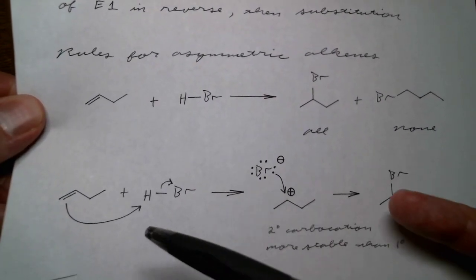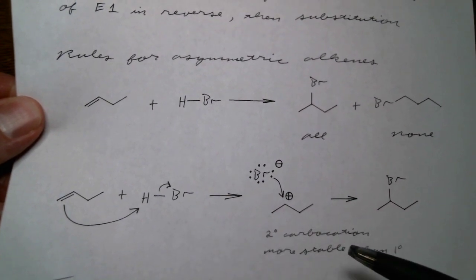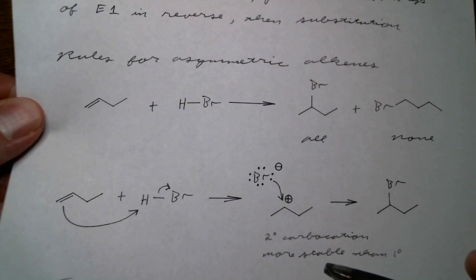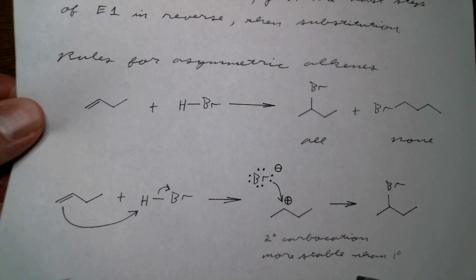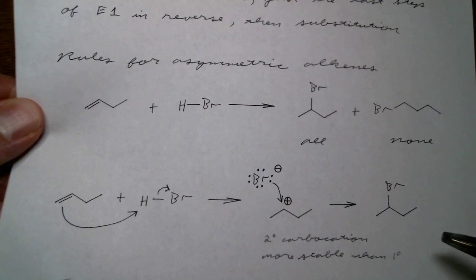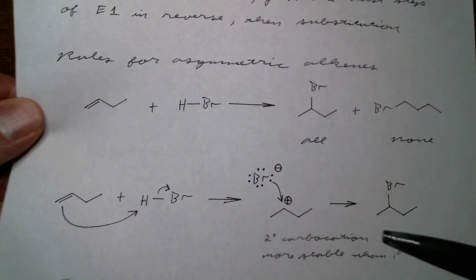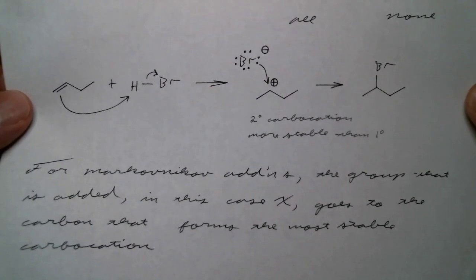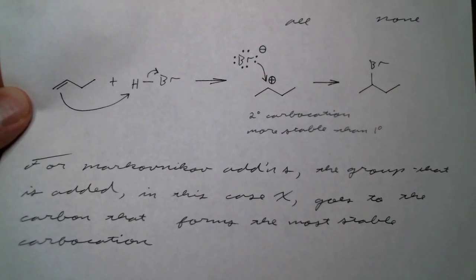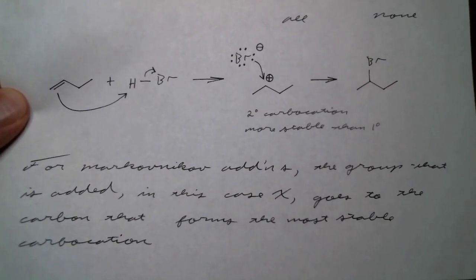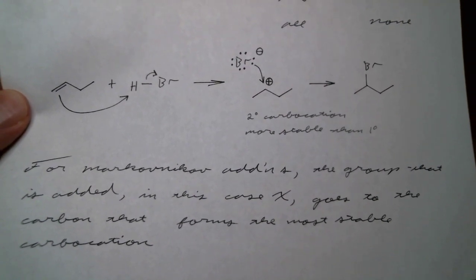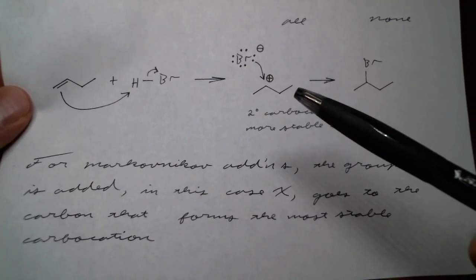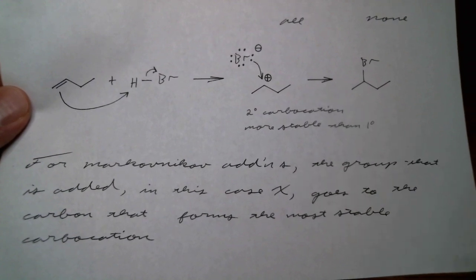Well, when we protonate this alkene, we're going to protonate it in such a way to form the most stable carbocation. So that would be the secondary carbocation versus a potential primary carbocation, which we have said we will not see this semester, for the purposes of our class. And then of course the bromide anion feeds into that carbocation. For Markovnikov additions, the group that is added, in this case the halide, goes to the carbon that forms the most stable carbocation.